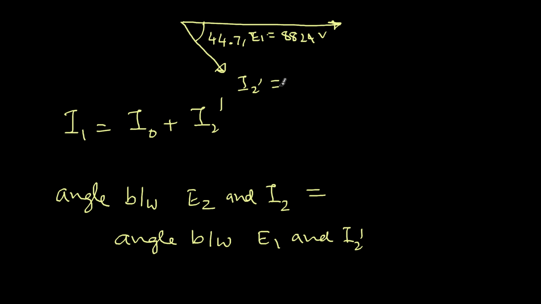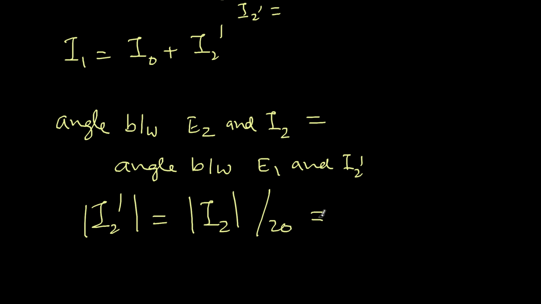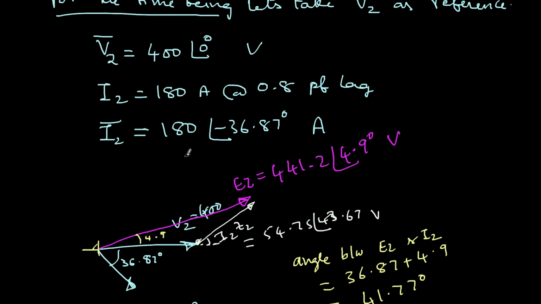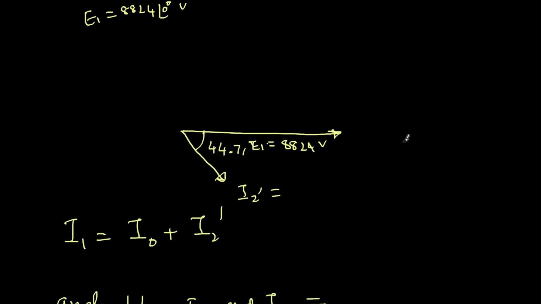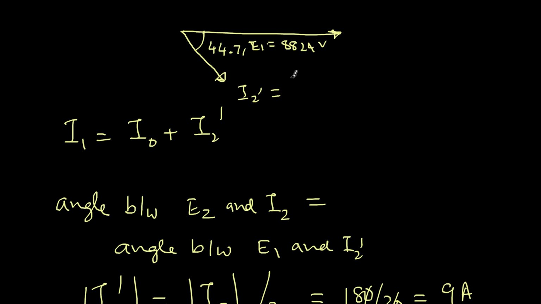Now what is the magnitude of I2 dash? I2 dash magnitude will be equal to I2 magnitude divided by 20. Why should it be divided by 20? Because the voltage is stepping up, the current will step down, so the current will be 20 times lesser. What is I2 here? I2 is given in the question as 180, so I'll divide 180 by 20. This is 9 amperes.